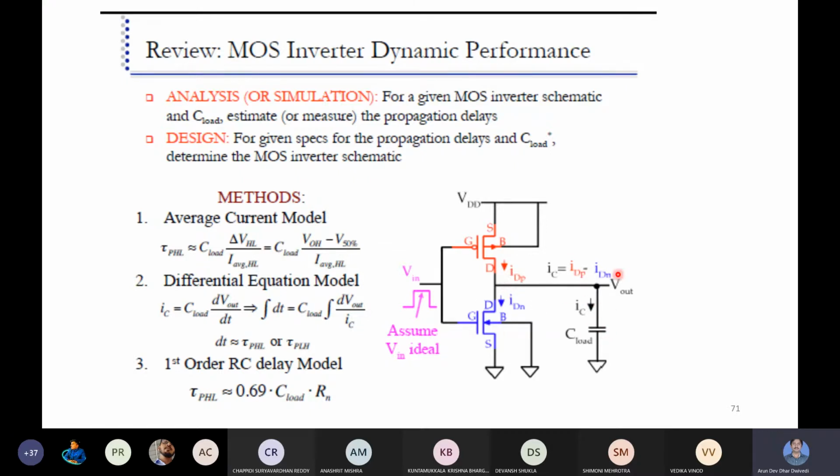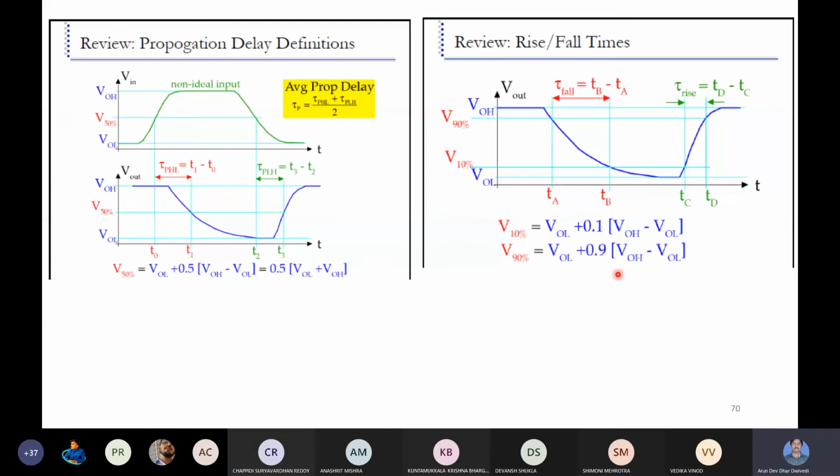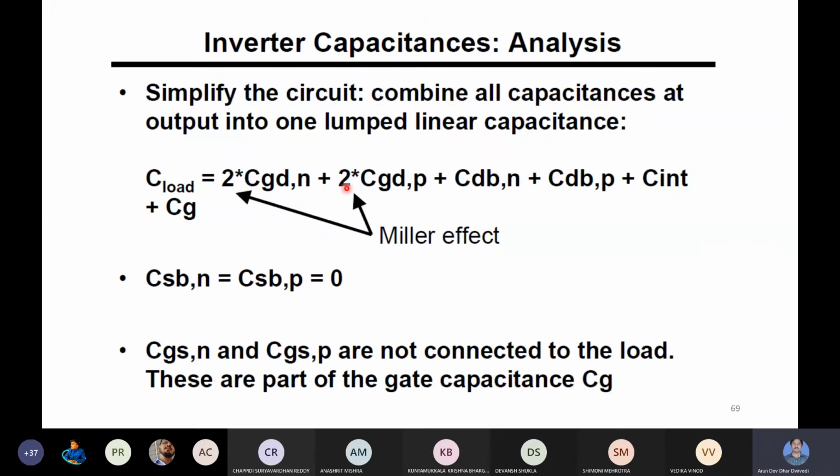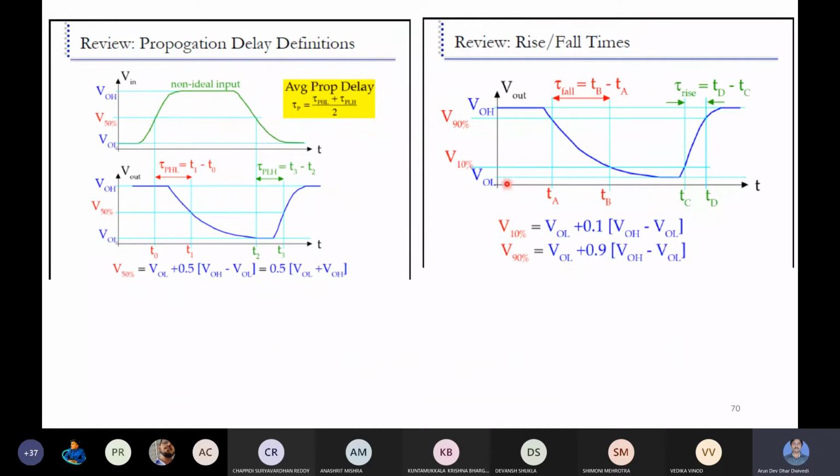This circuit will be analyzed later on. Because we want to calculate the propagation delay, rise time and fall time, we should again recall the definitions of propagation delay, rise time and fall time. In this diagram we are explaining that we have all the idea of these capacitances, which are shown in the circuit as a load capacitance, and then we are studying the delay.